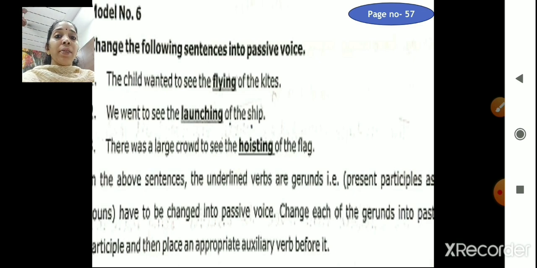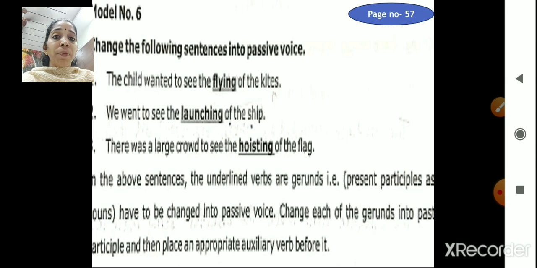Okay, so gerunds are created out of verbs, but then they function like a noun. Like you can say flying, launching, hoisting. So all these are gerunds. Now, when these sentences are changed from active voice to passive voice, the present participles, these flying, launching, hoisting, they are present participles.